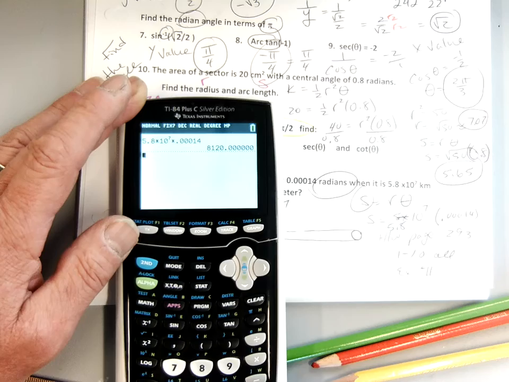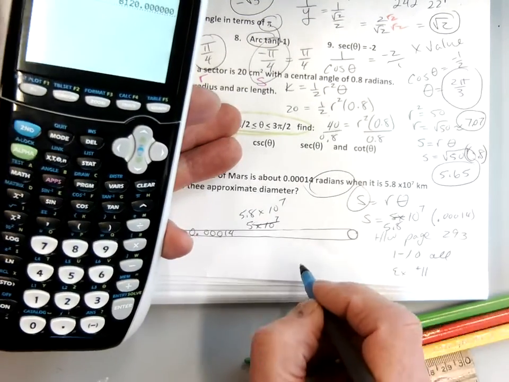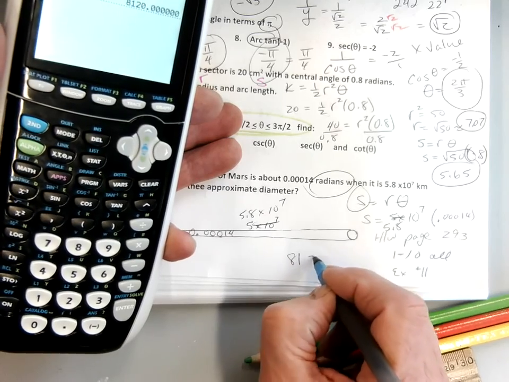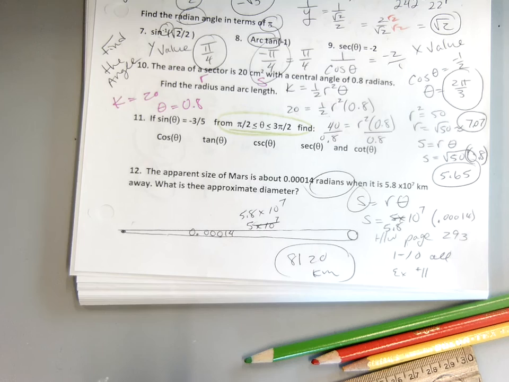1.4. And so it's about 8,120 kilometers for the diameter of Mars, if I use the correct numbers. I probably made these numbers up, so we could look it up and see how far off I am. But anyway, that's the basic gist of it, okay?